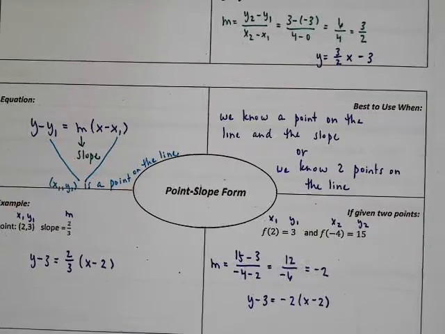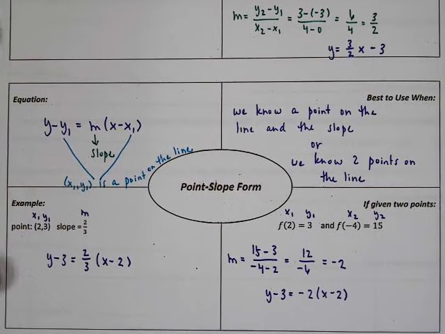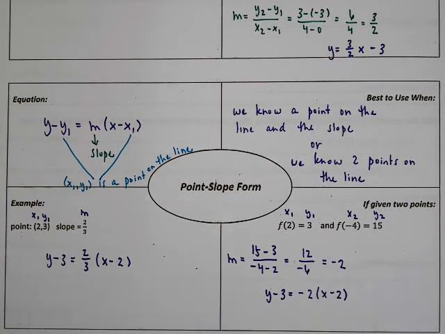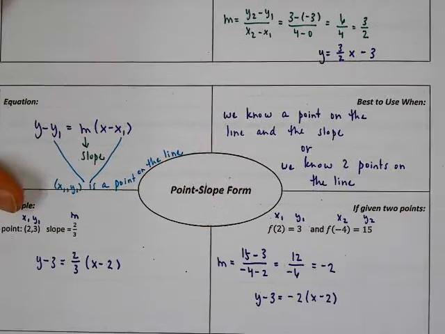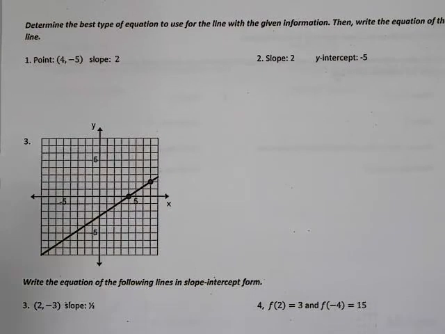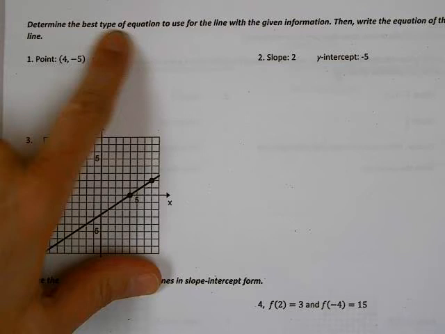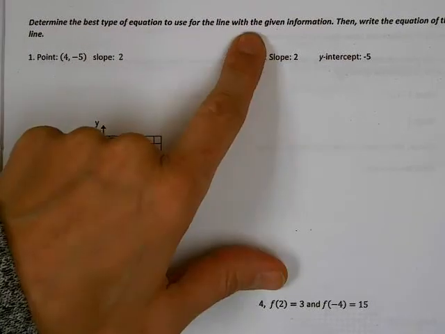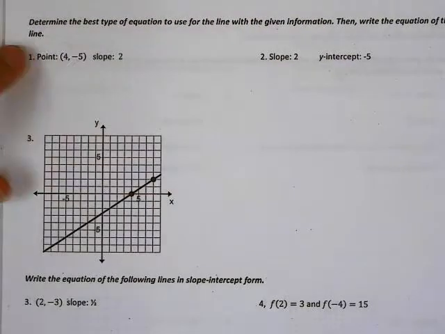So that's kind of the basics on how you decide which form to use. Now we're going to look at some examples and decide which form you would use to write your equation in. So let's flip the page here. The directions say, determine the best type of equation to use for the line with the given information, and then write the equation.